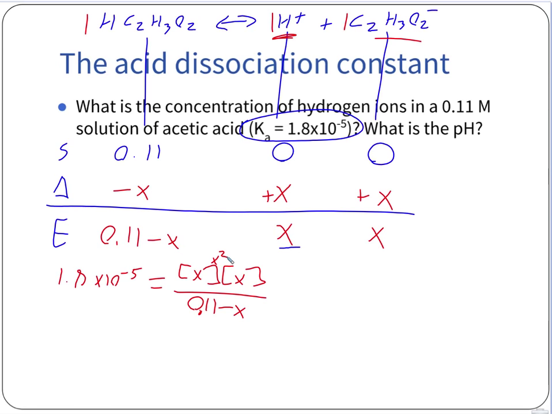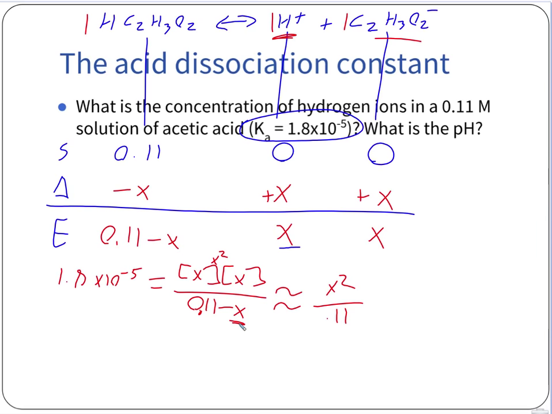But remember that if we have very small changes, then we can use an approximation, where we say that this is approximately equal to x squared over 0.11. Because if x is small, then 0.11 minus a very small number is still very close to 0.11. We'll double check it at the end. For the most part, our rule of thumb is that if x is bigger than 5% of the original 0.11, then we can't do this approximation. If it doesn't work, we'll have to go back and use the quadratic formula. But let's try this out.